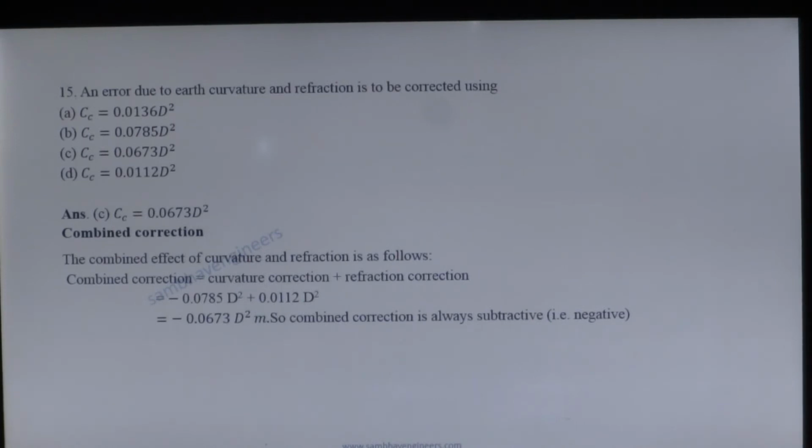Next question. An error due to earth curvature and refraction is to be corrected using. Error due to curvature of earth and refraction is called combined error, and combined correction is equal to curvature correction plus refraction correction, which is equal to minus 0.0785 d square plus 0.0112 d square, which is equal to minus 0.0673 d square meter, where d is the distance in kilometer.